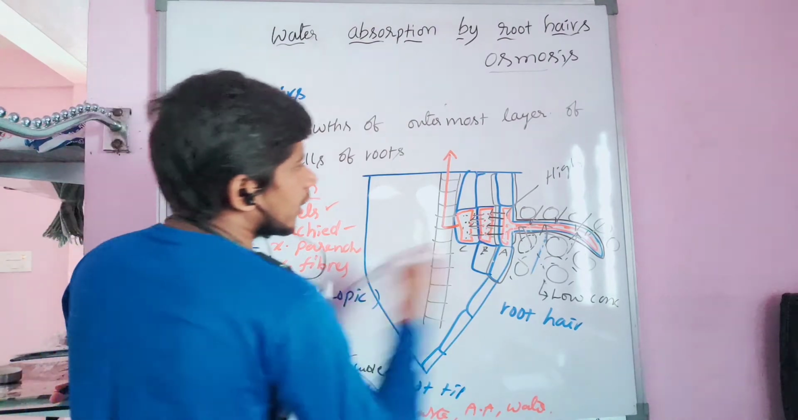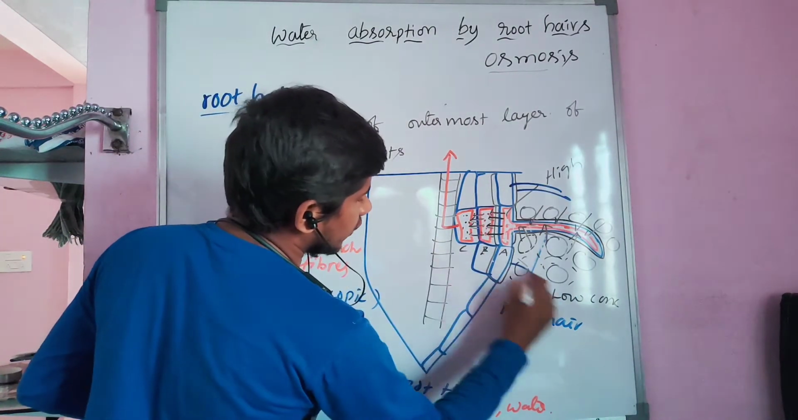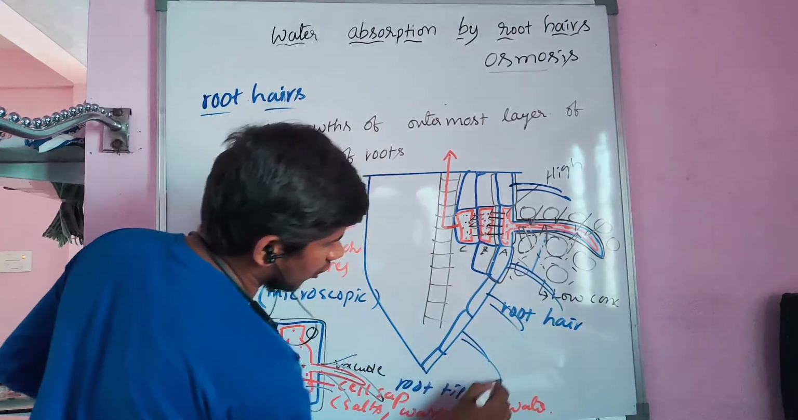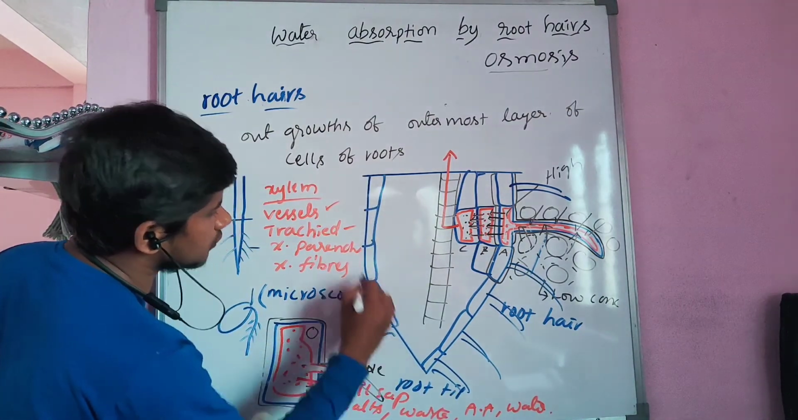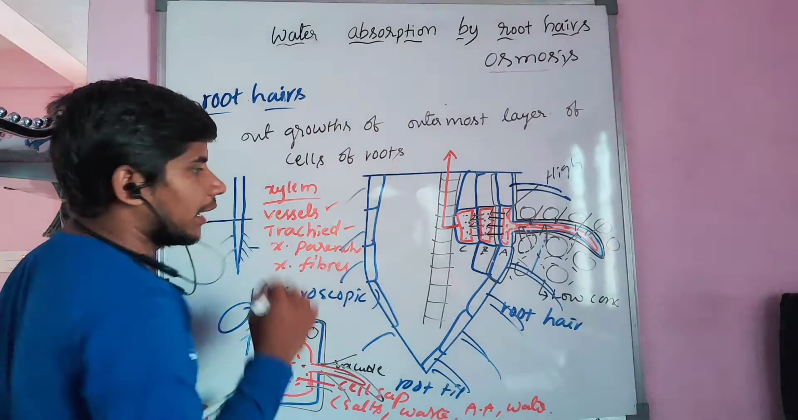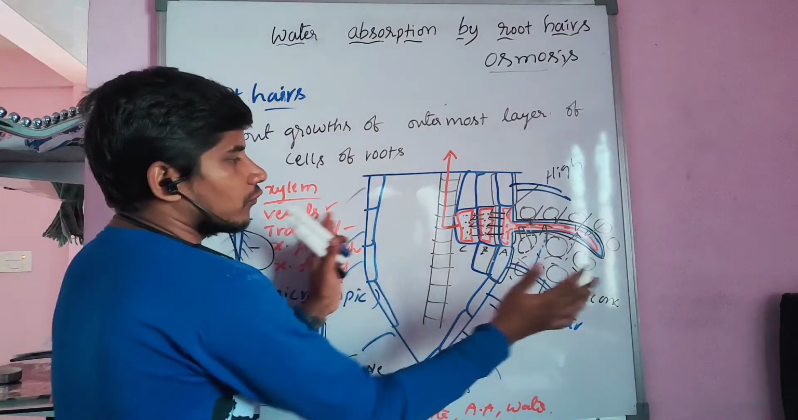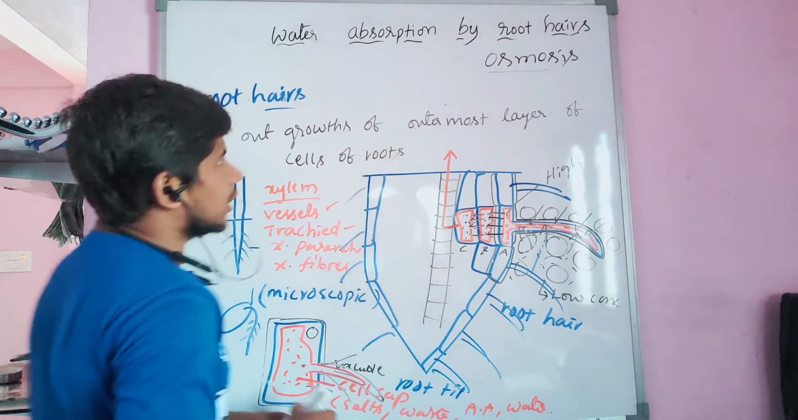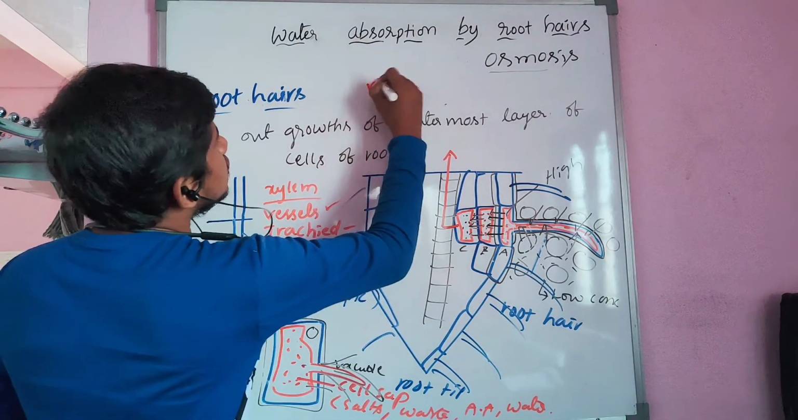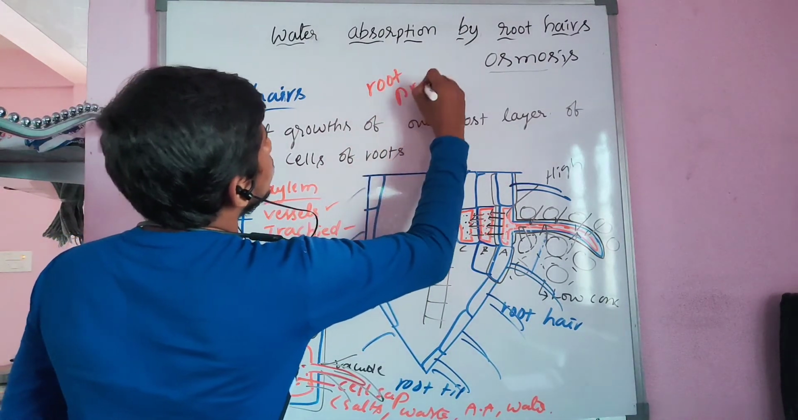Like this, there are so many root hairs from the cells. So these are root hairs from this side also. These root hairs absorb more water, and by this vast number of root hairs absorbing water, they create a small pressure which is called root pressure. So what is that? Root pressure.